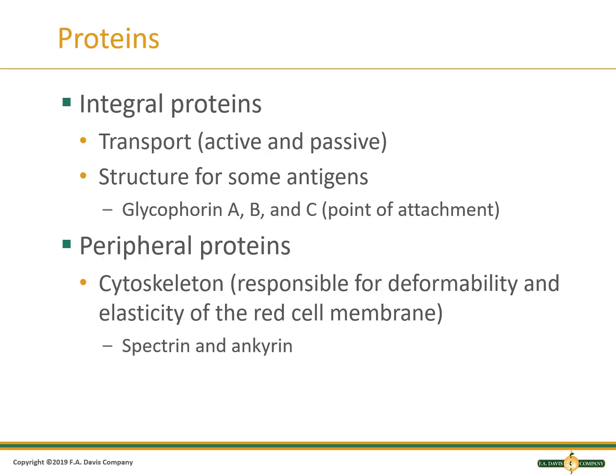The integral proteins are active in transport, active and passive transport, meaning it actively transports things but also stands by ready to transport. The structure for some of the antigens are glycophorin A, B, and C, which is the point where the antigen is able to attach. The peripheral proteins make up the cytoskeleton. The cytoskeleton is responsible for the deformability, meaning the red blood cell is able to shift its shape or bend to move in and out of very tiny vessels. The cytoskeleton also provides the elasticity needed for it to do this, and it is made up of spectrin and ankyrin.